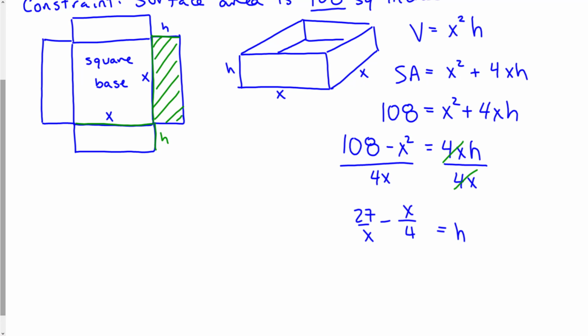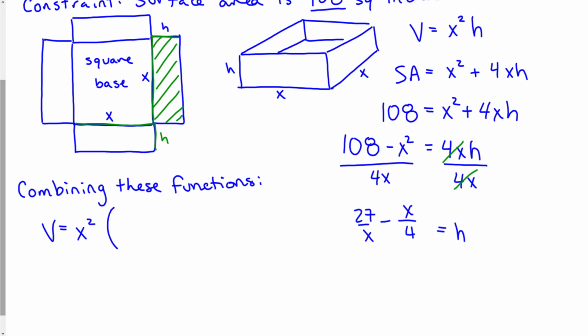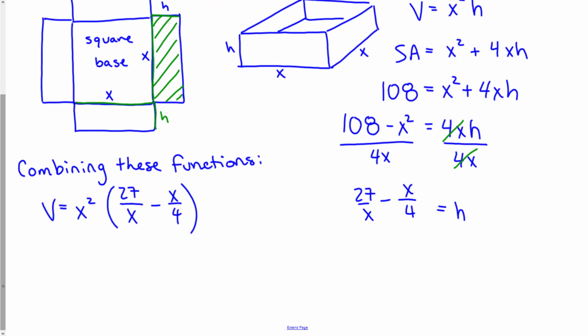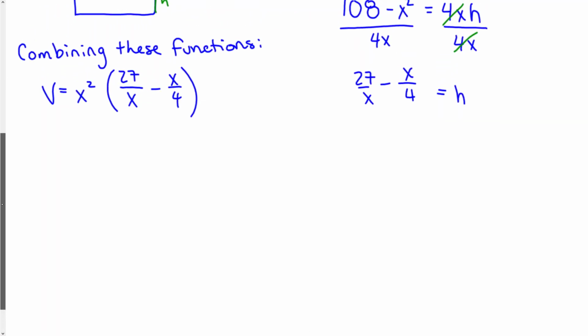which means combining these functions, the volume of this box can be found by taking x squared times h, which is 27 over x minus x over 4. And I can probably do some simplification here. So volume is 27x minus x cubed over 4. All right.